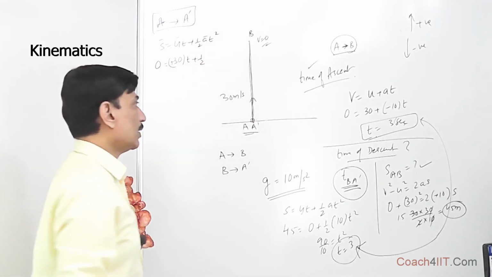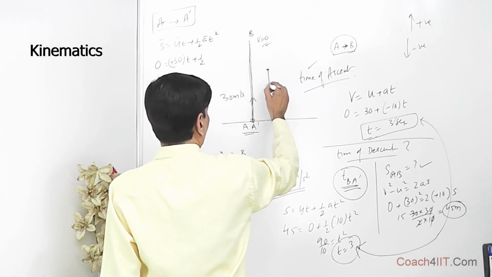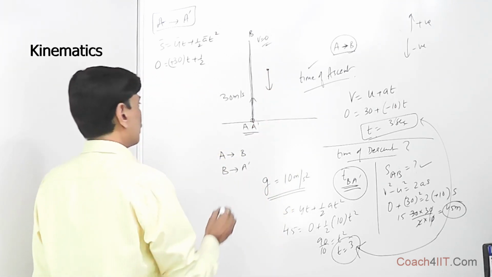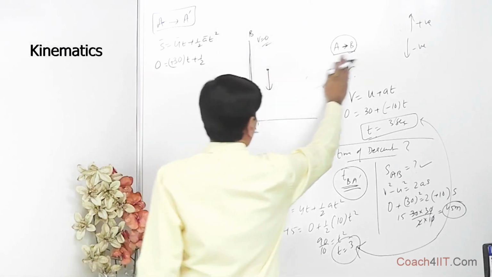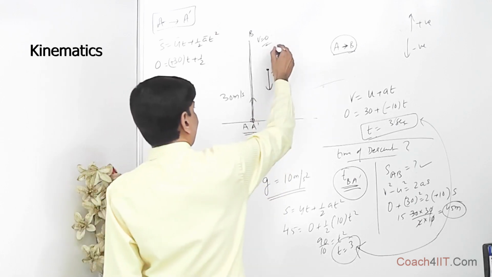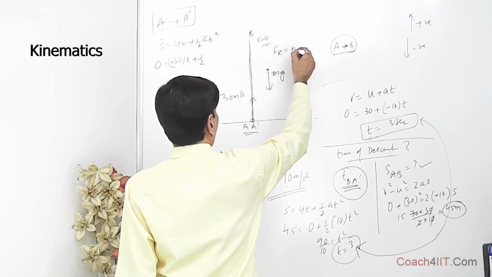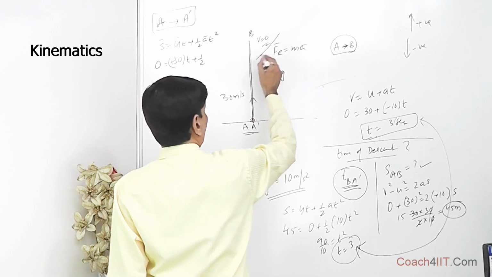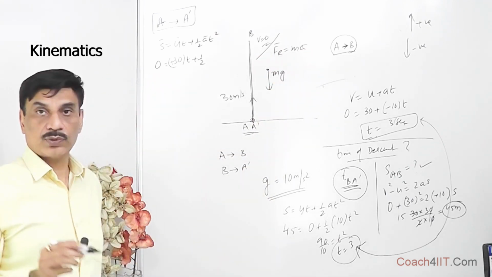We know all the time acceleration due to gravity is in the downward direction. Why? Because when the body has been thrown up, there is only one force acting on the body, it is mg in the downward direction. Newton's second law says that net force is equal to mass into acceleration, and the direction of net force and net acceleration is always going to be the same.